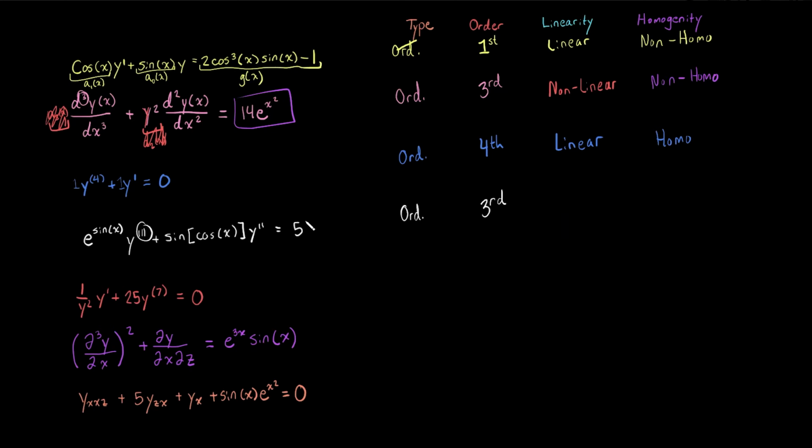Now, what about its linearity? Well, if we go over its linearity, we'll notice that we have a term here that only contains the variable x. We have a term here that only contains the variable x in front of our dependent terms. And then at the end, we have our g of x. And so this does fit our definition of linearity. So this would be a linear differential equation.